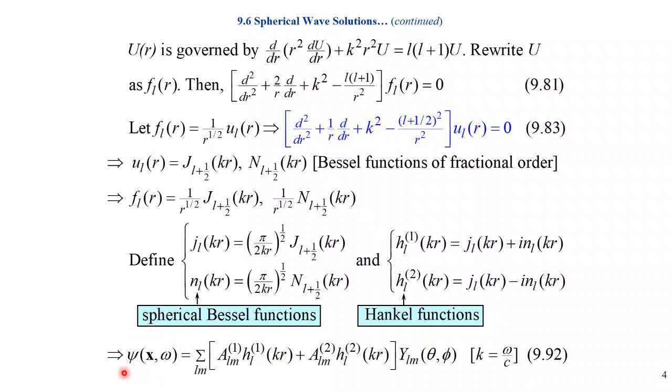So now, the solution for the Helmholtz wave equation will be ALM, a coefficient to be determined, times HL first, and ALM second, a coefficient to be determined, times HL second, times YLM, which depends on theta and phi, while this one depends on R, and K is defined as omega divided by C. C is the speed of light.